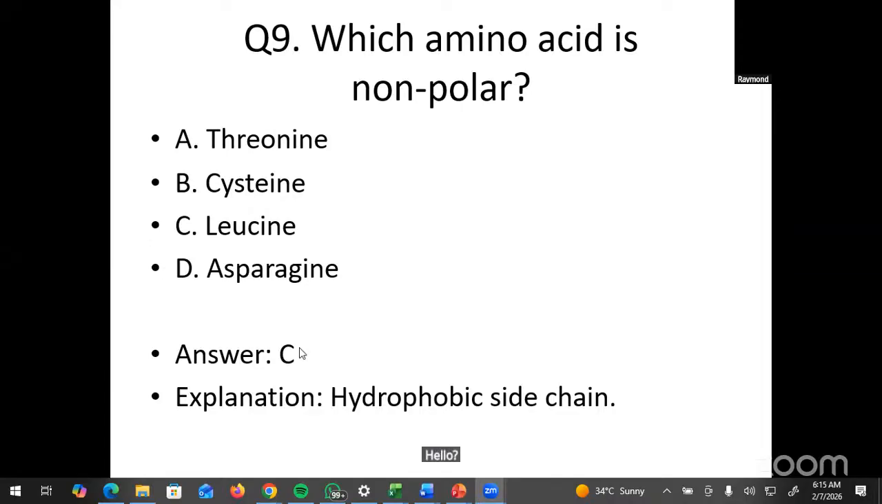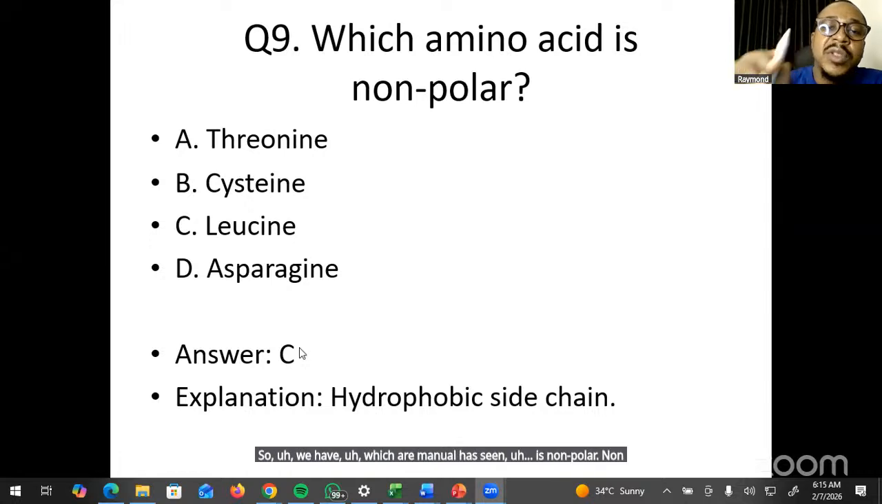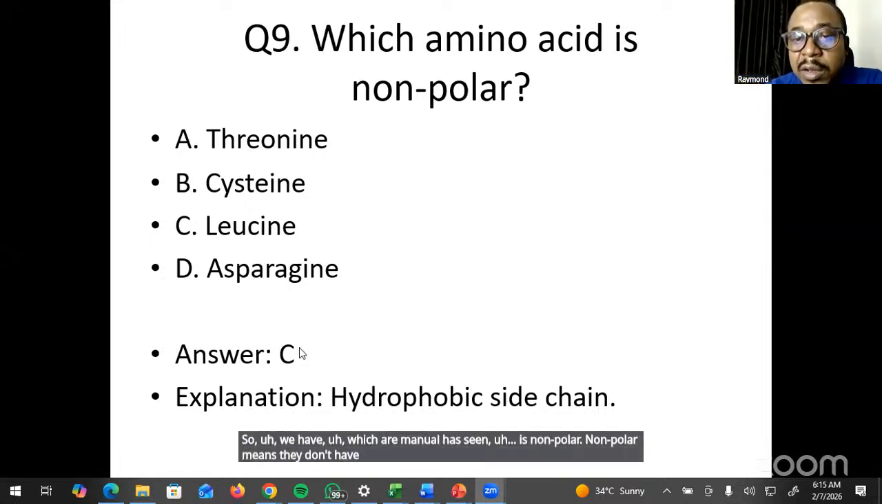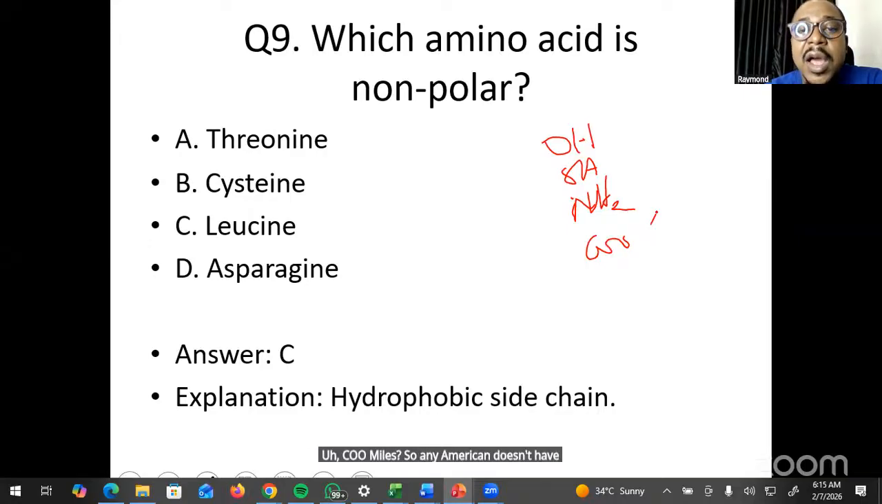So we have, which amino acid is non-polar? Non-polar means they don't have any functional group like OH, SH, NH2, COO minus. So any amino acid that doesn't have these functional groups is a non-polar amino acid.